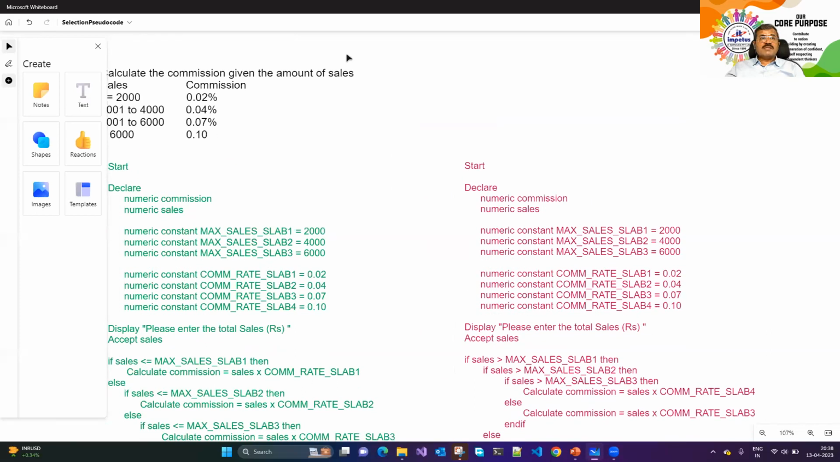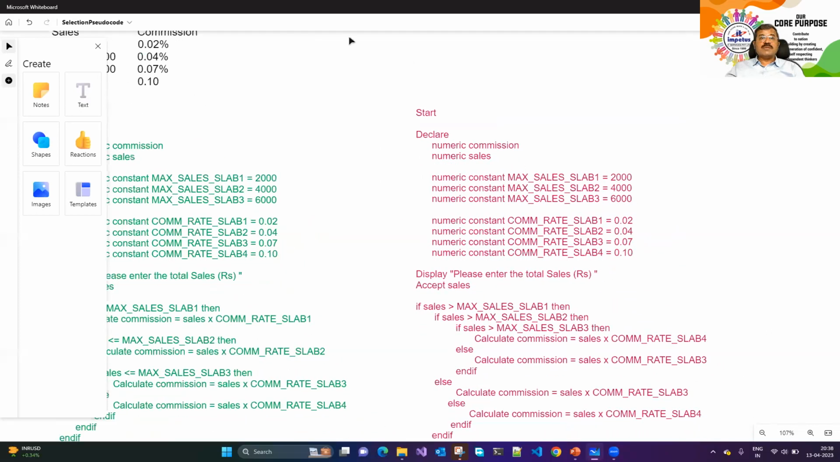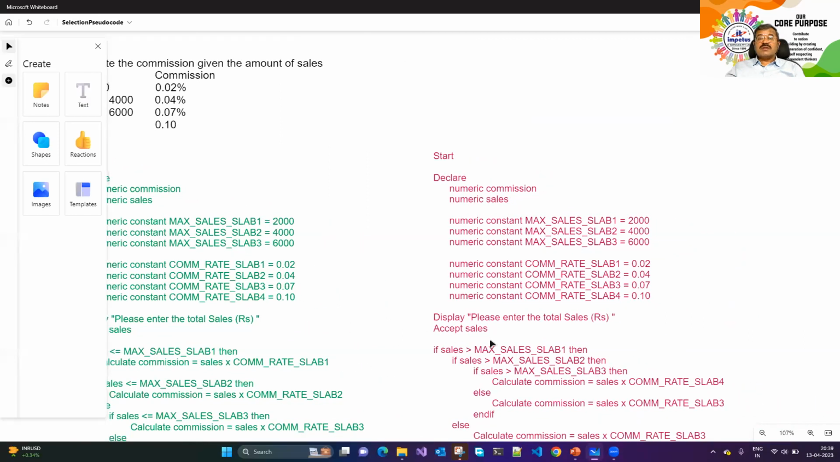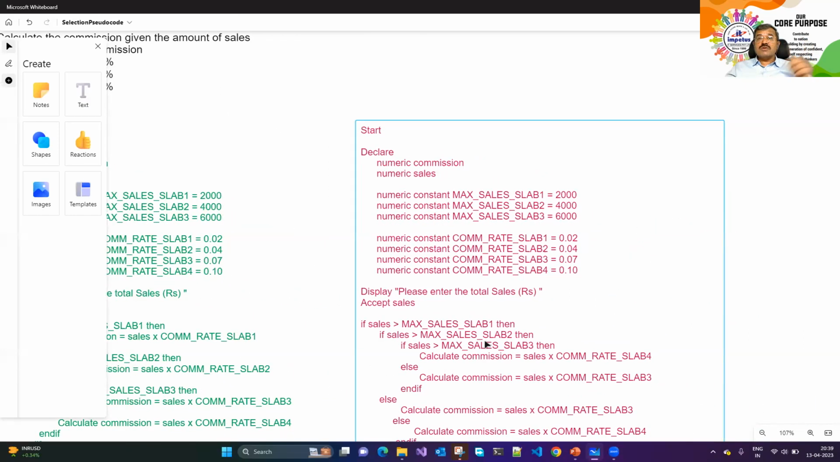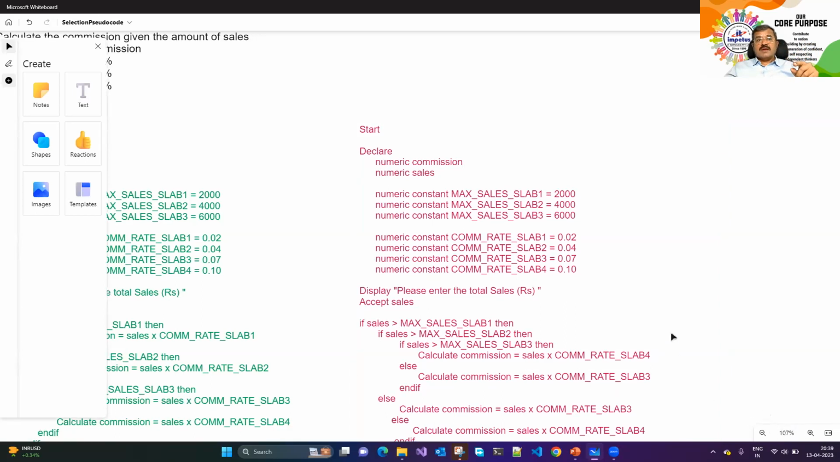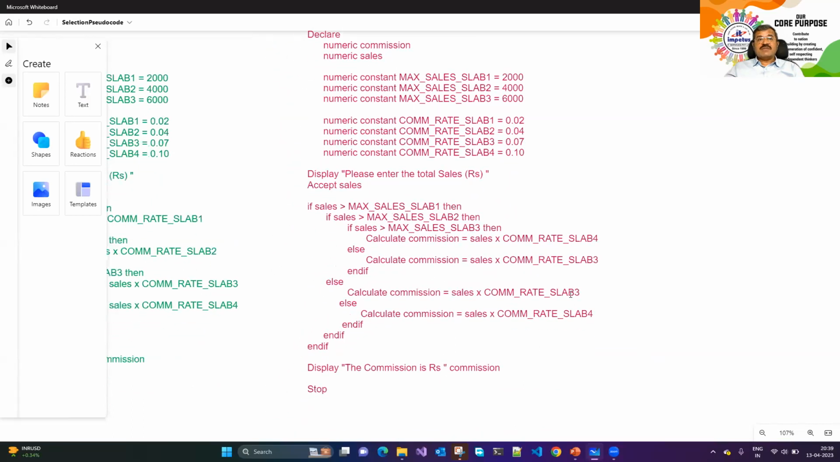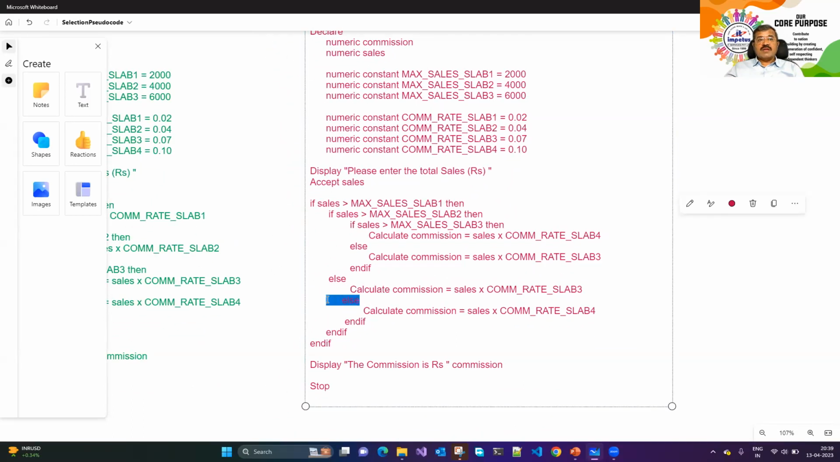Because for our commissions, it was greater than 2,000 and less than or equal to 4,000, it was 7%, correct? So we have to be very careful. It is not from 2,000 to 4,000. It is greater than 2,000. That means it cannot be equal to 2,000. It is greater than 2,000, but less than or equal to 4,000. So in that case, it will be slab 3 at which you will be calculating the commission. And your if will end over here.